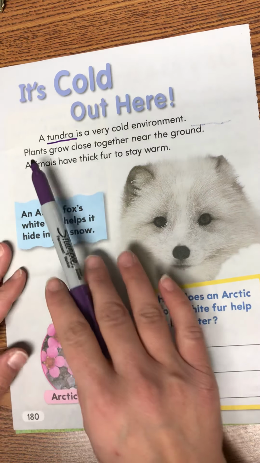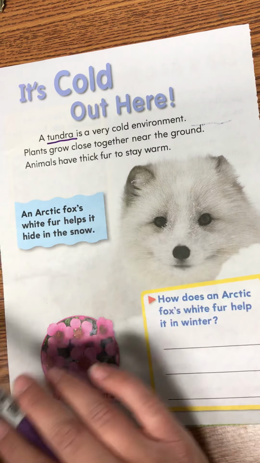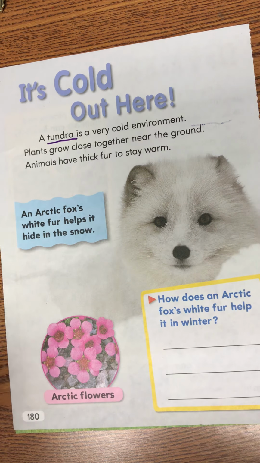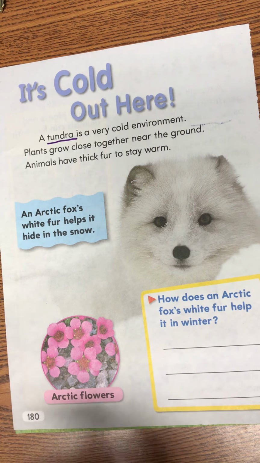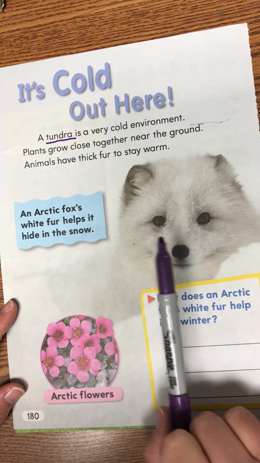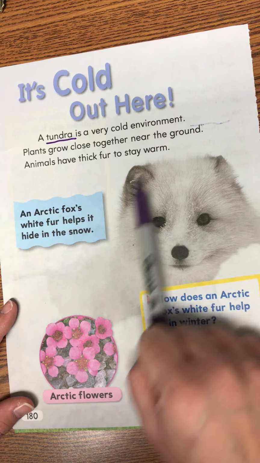Okay. The reason that plants grow near the ground is so that they can keep their warmth. They can share their nutrients from the ground. It gets really cold there. If they're growing really tall, they're just going to freeze and die off. Okay? And here we have an animal that stays warm with its thick fur.